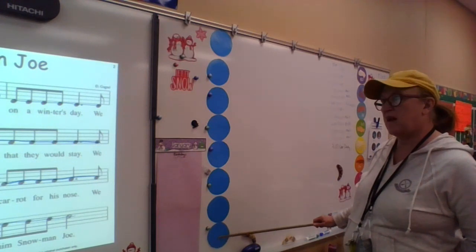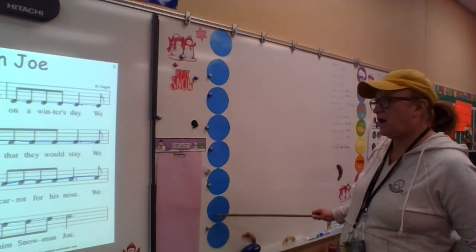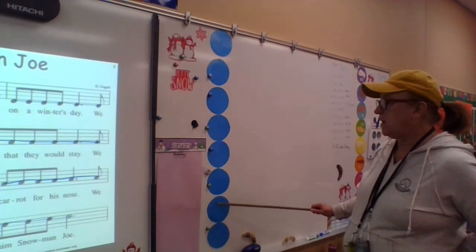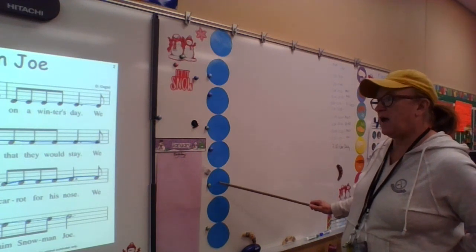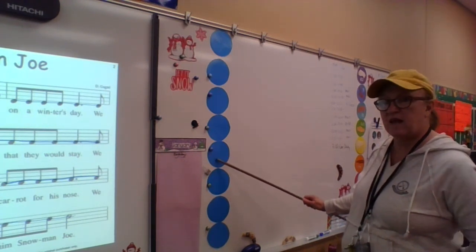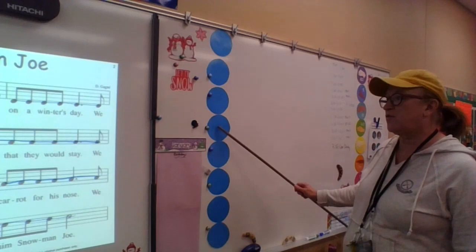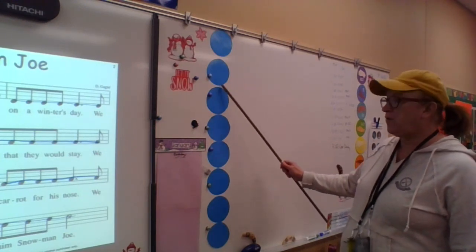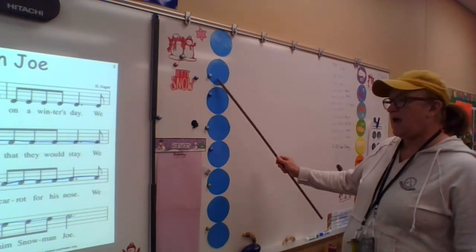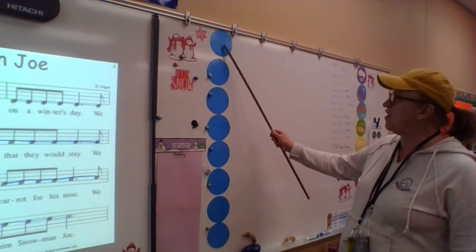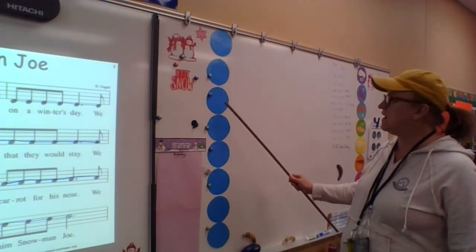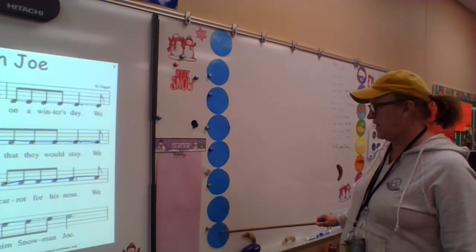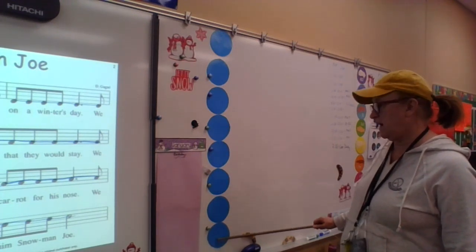We made some giant snowballs on a winter's day. We put them both together and we hoped that they would stay. We found some rocks for eyes and a carrot for his nose. We put a hat on top and we called him Snowman Joe. When the sun comes out, our snowman melts away.